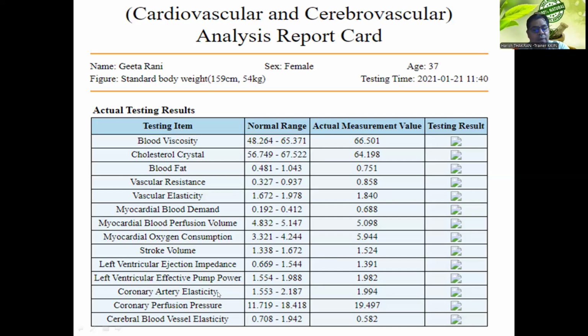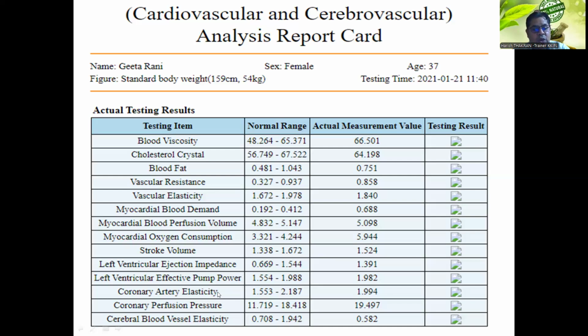If it is on normal, our heart will function normally. If it is on lower side, that may create anginal or chest pain problem. If it is on higher side, our functioning of heart will be much healthier. So just remember, if coronary artery elasticity is on lower side, that may lead to anginal or chest pain problem. If it is normal or higher, that means your heart will be working in a much better way.